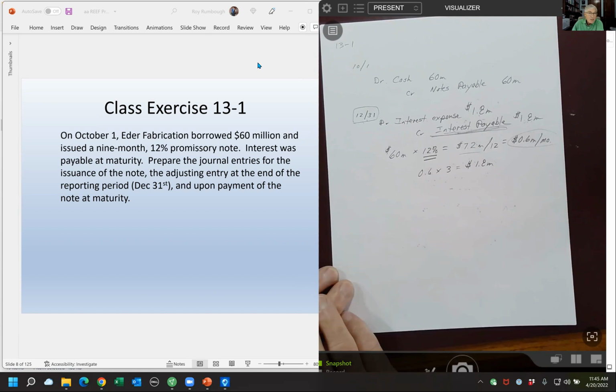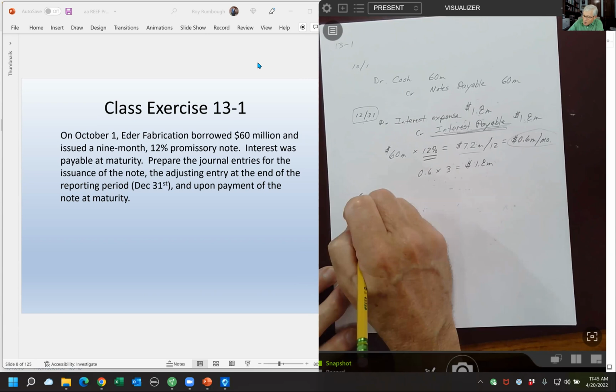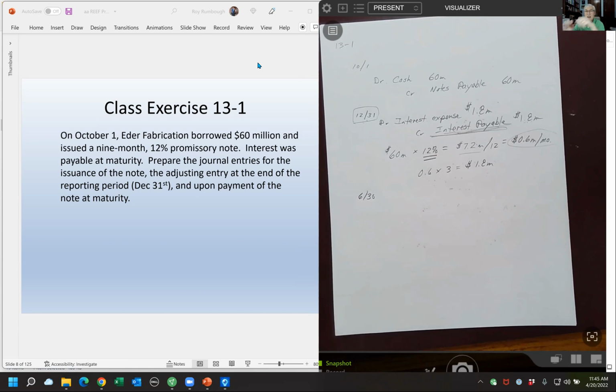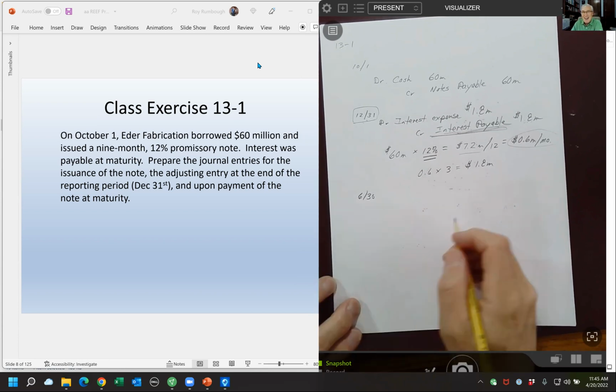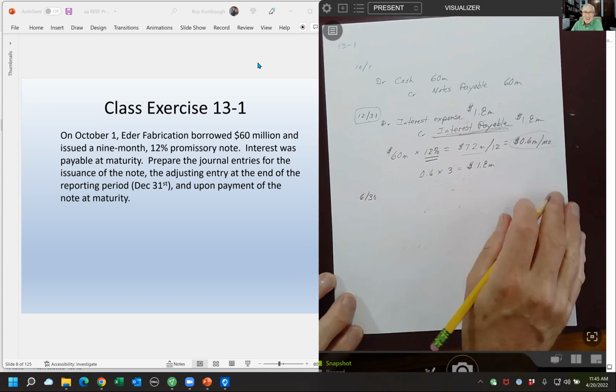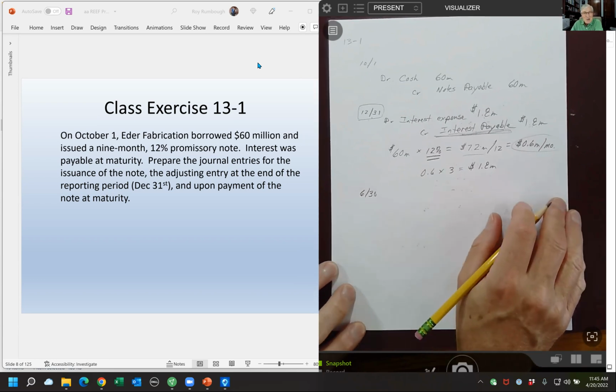And that brings us to the third entry at the very end of this note, June 30th. October, November, December, January, February, March, April, May, June. Nine months. I like to count on my hands. I don't want to be a rocket scientist here. I just want to get this thing right. And that's how I would do it if I was doing an exam, by the way.